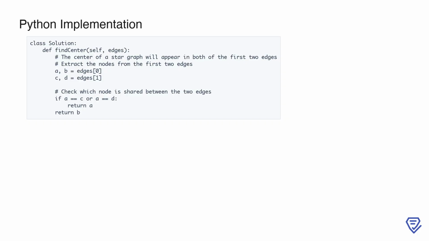Since the center must be shared between these edges, we simply check if a is equal to either c or d. If it is, then a is the center of the graph. Otherwise, it must be b. This approach ensures a minimal number of operations and avoids unnecessary loops. This solution is efficient with a time complexity of O(1), and handles all valid star graph inputs correctly, as the problem guarantees the input follows the star graph structure. By focusing only on the first two edges, we achieve a concise and optimal implementation.